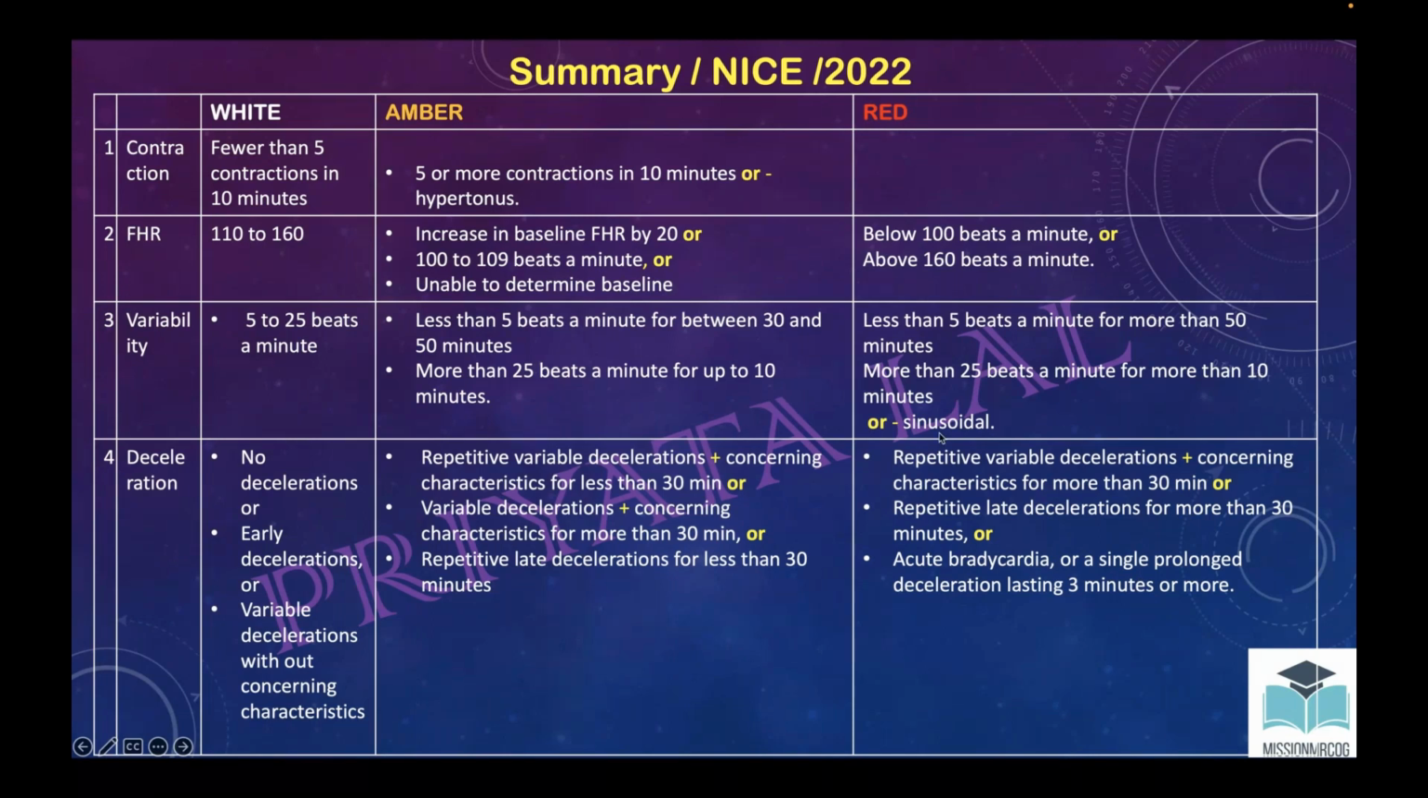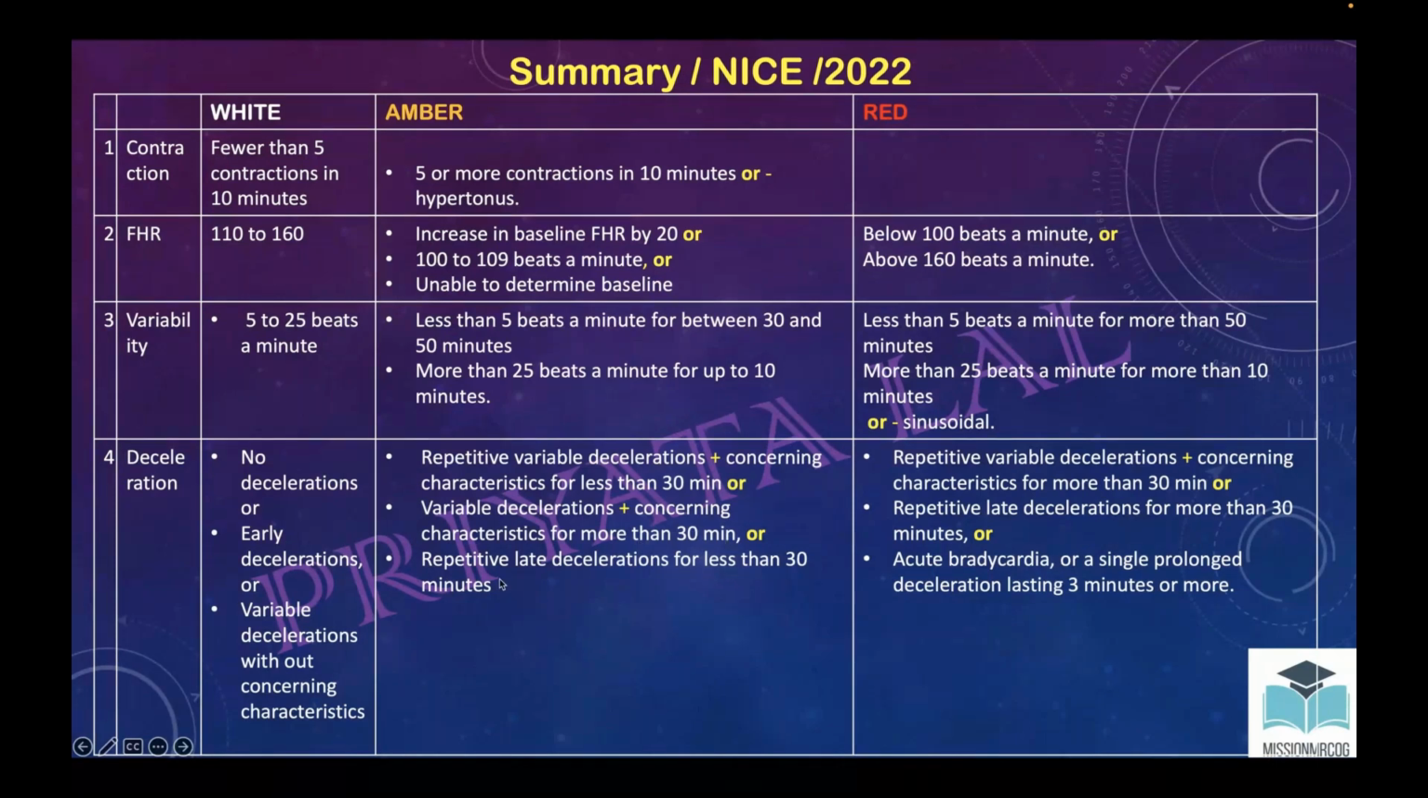Decelerations: no deceleration, early deceleration, variable without feature, so these are the white. Amber: repetitive deceleration with concerning feature less than 30, here they become more than 30. Variable deceleration with concerning feature more than 30, okay, here it is more than 30. And repetitive deceleration less than 30, repetitive deceleration more than 30.